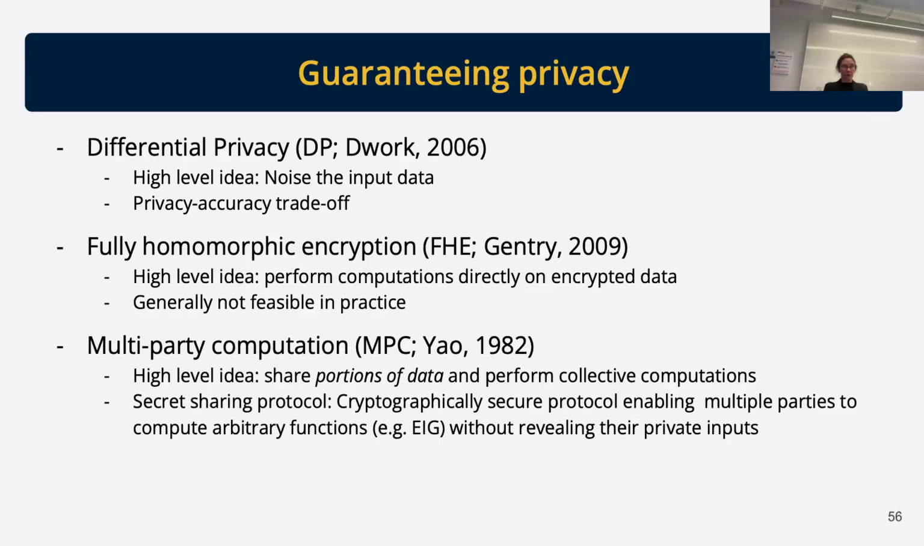Now, how are we going to guarantee privacy? Broadly speaking, there are a few ways that you can immediately think of. Number one is differential privacy. Maybe some of you are familiar with this, where the high level idea is that we're going to noise the inputs. We're going to have statistical privacy. You don't get cryptographic guarantees, you get statistical guarantees, while balancing privacy versus accuracy. So you have this trade-off.